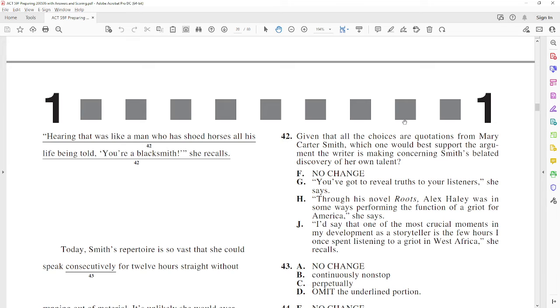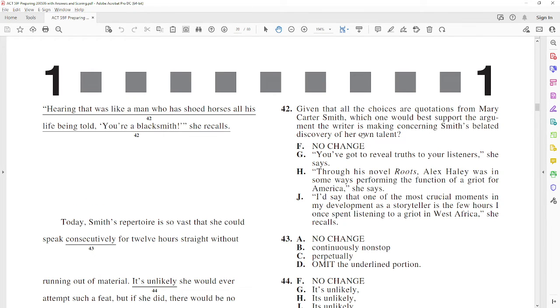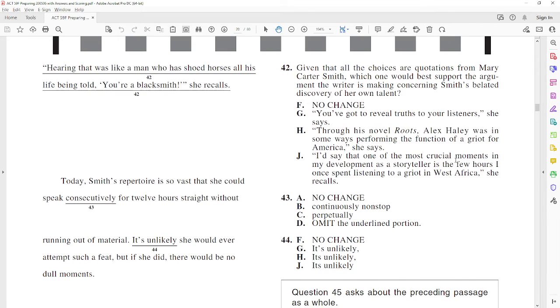G, rather. You've got to reveal truths to your listeners. That's about telling the truth or revealing truths. That's not about finding out late in life, after you've shoed horses all your life, after you've been a griot telling stories that are meaningful for 20 years, all of a sudden being told, you're my American griot. All of a sudden being told, you are a blacksmith. Okay, so G is out. H, through his novel Roots, Alex Haley was in some ways performing the function of a griot. Well, that's about Alex Haley. That's not about the author or about Mary Carter Smith. And the question is about which one would support the argument that the writer is making concerning Smith's belated discovery. So the answer choice has to be about Smith.